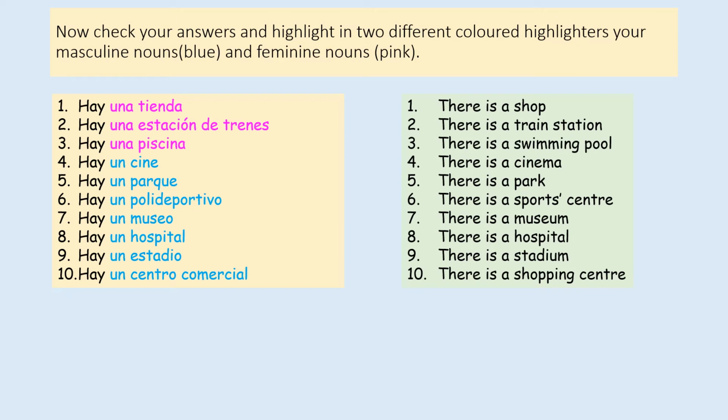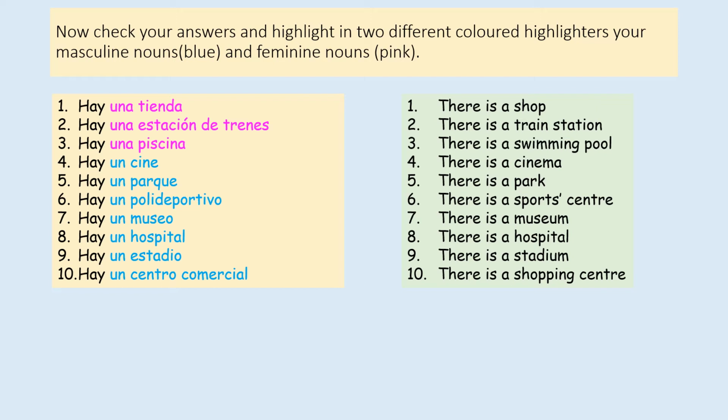Okay, let's go through your answers, and please highlight in 2 different colours as I have your masculine nouns, which of course hopefully you've worked out are in blue and start with un, and your feminine nouns, which are pink and start with una. So as we go through each one, you can highlight those.